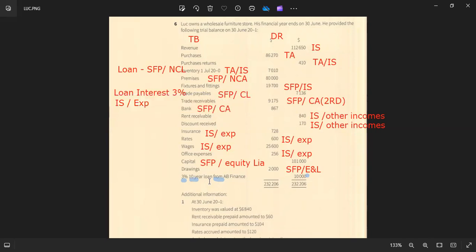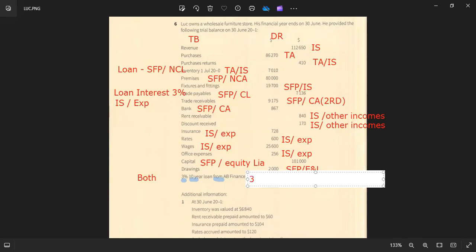But how do you classify that this one is a non-current liability? The way we are going to classify this one is very simple. The interest is IS. So I will just write both, so that you don't confuse yourself. This item is both, all right? And we record in IS the 3% interest.